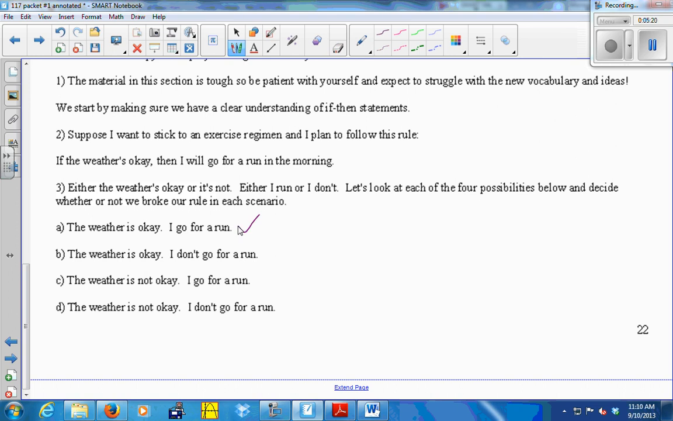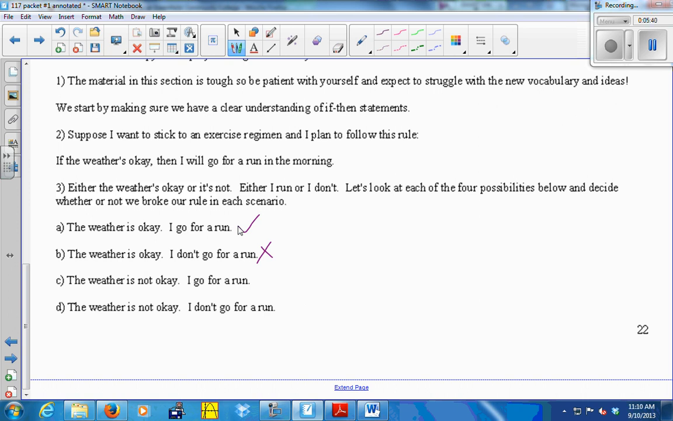B, the weather is okay outside, and I don't go for a run. Did I break the rule? Yes, I broke the rule. Okay, so this one's not okay, right? Rule broken. If the weather is not okay, and I go for a run, did I break the rule?